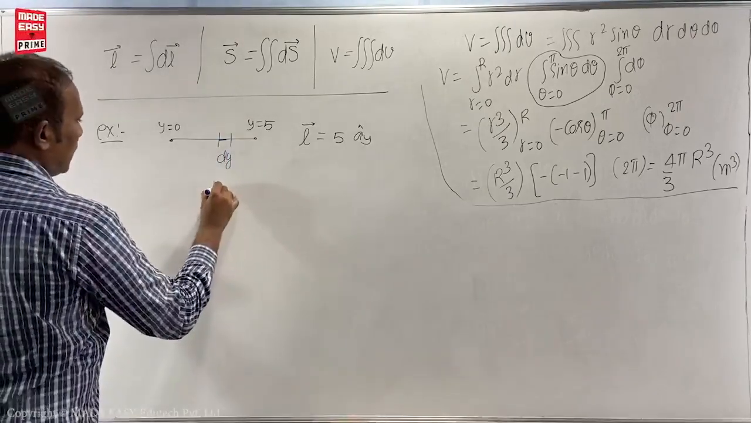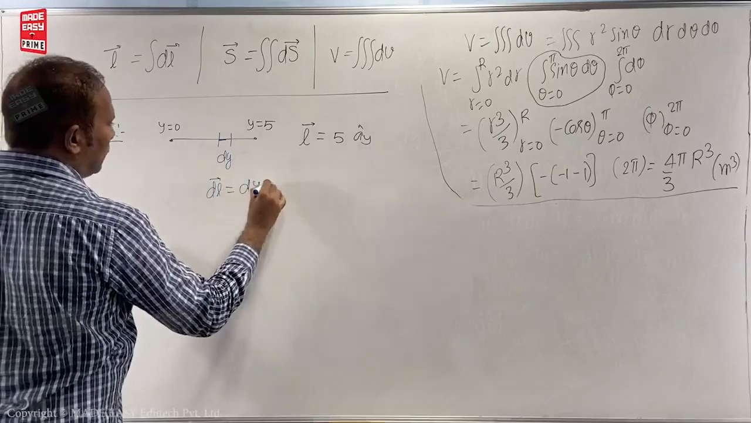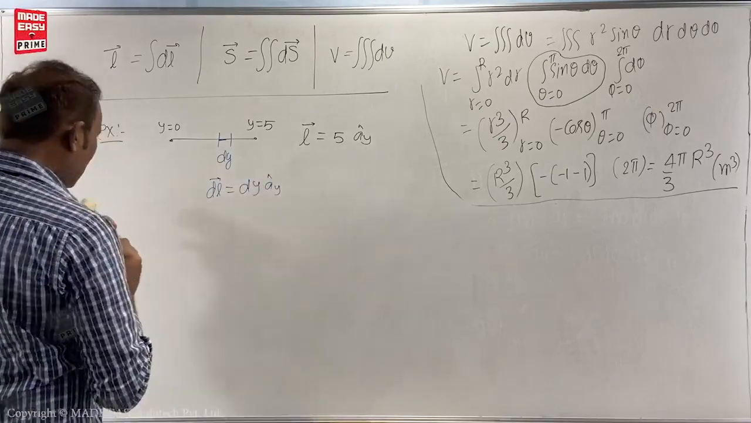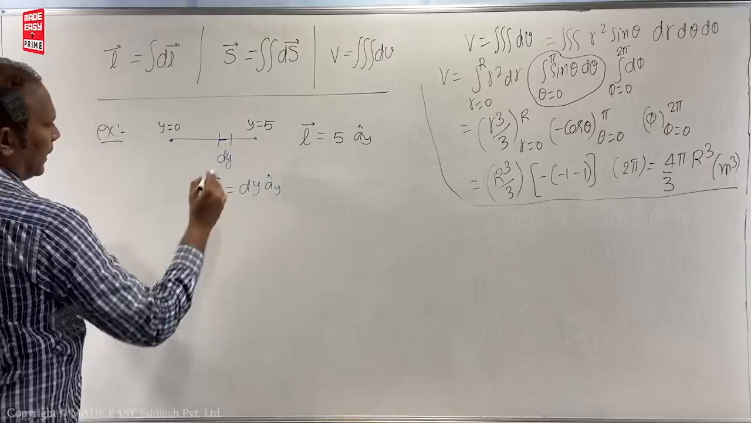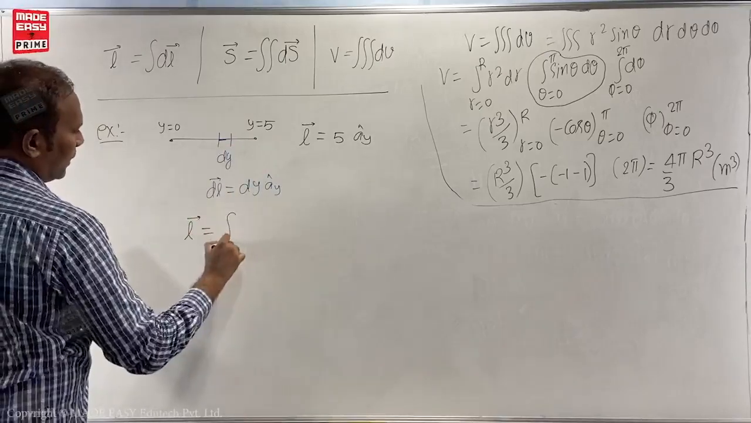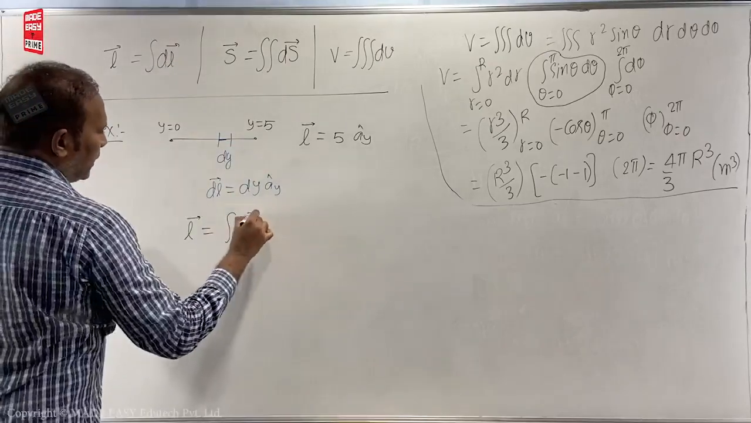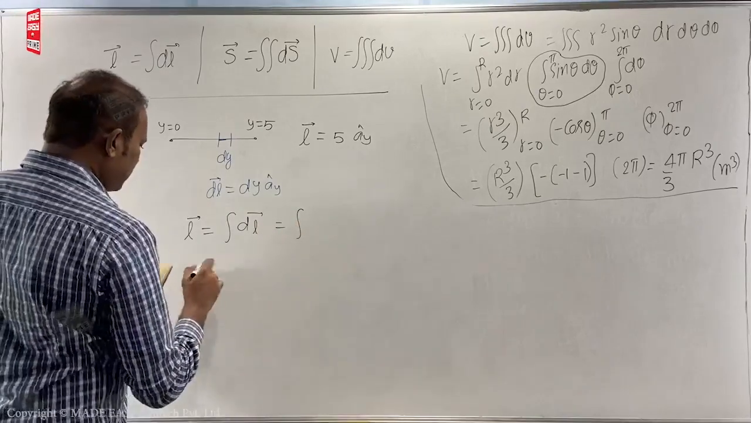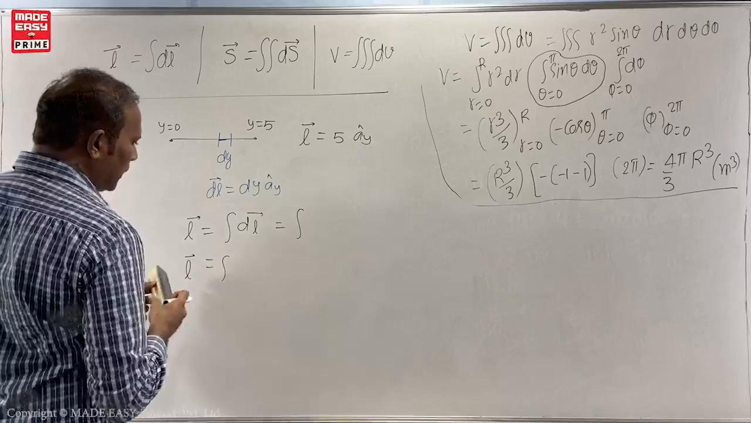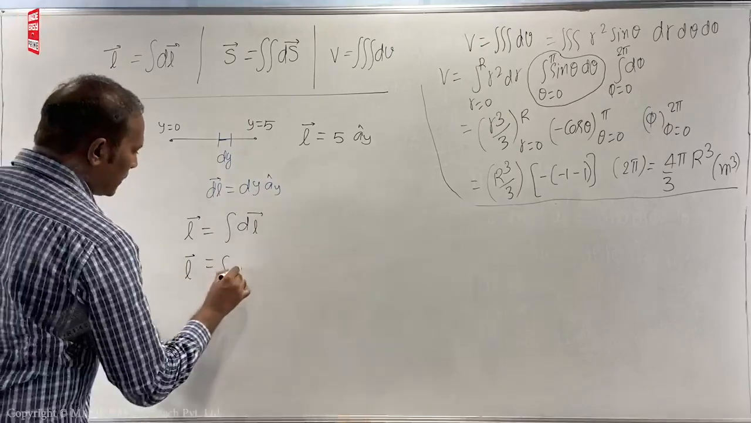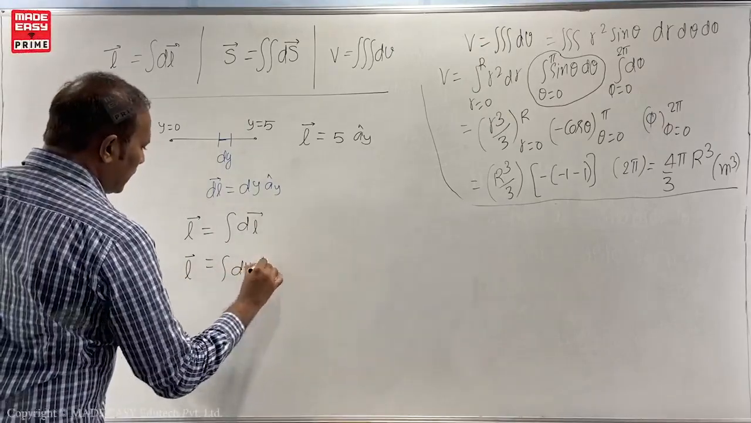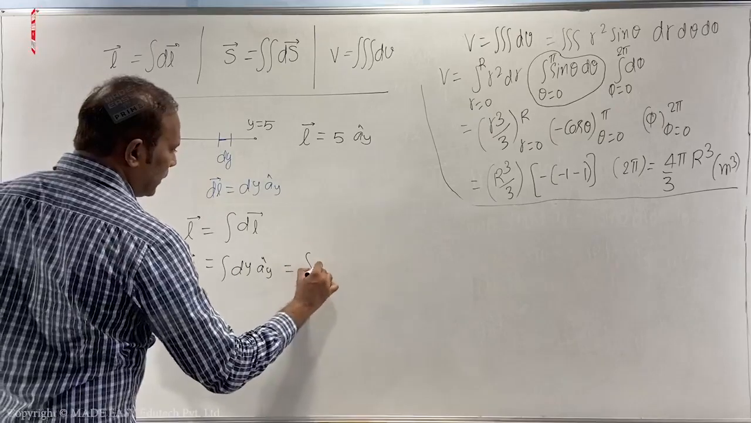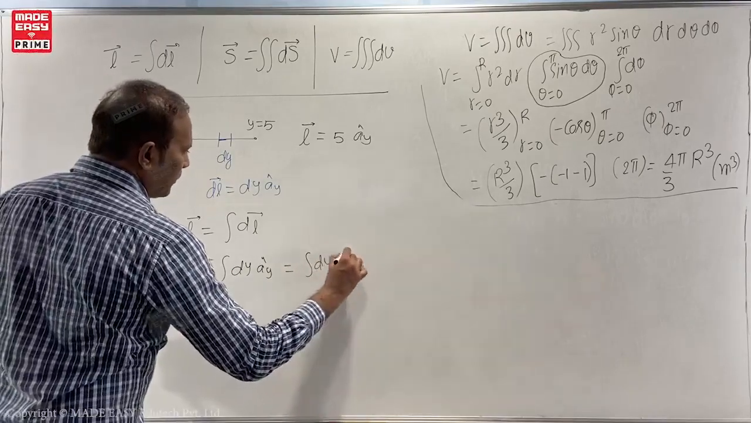So what is the dl bar equation? It is dy into ay, actually. Now, if you want the total length vector L bar, that is the single integral of dl bar. Here dl bar is dy ay, so that is equal to the integral of dy multiplied with ay.